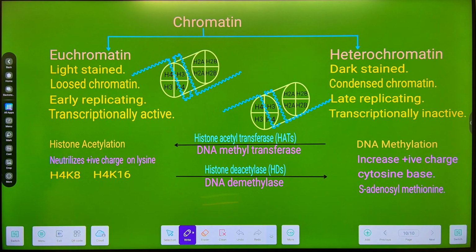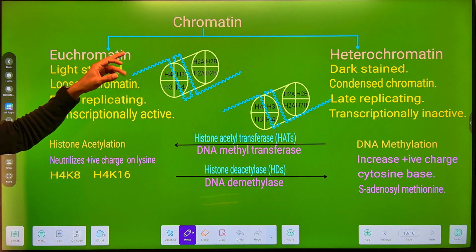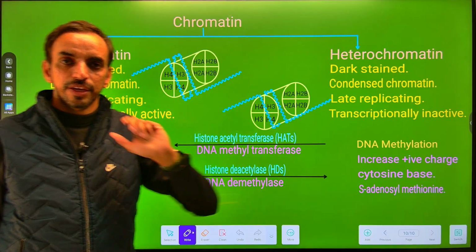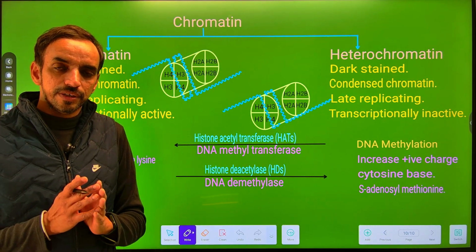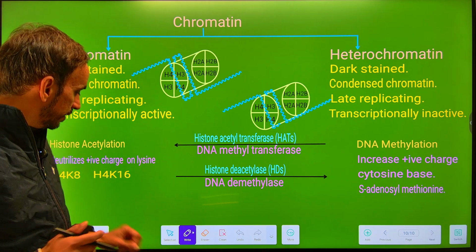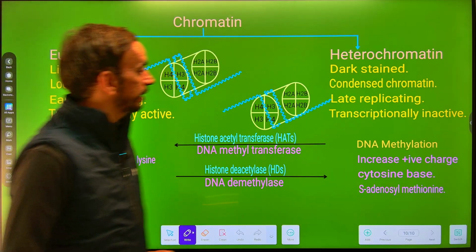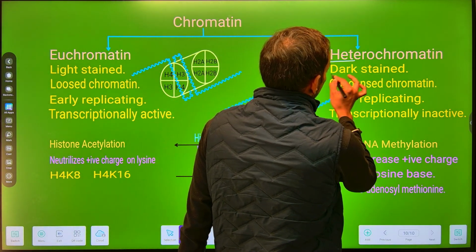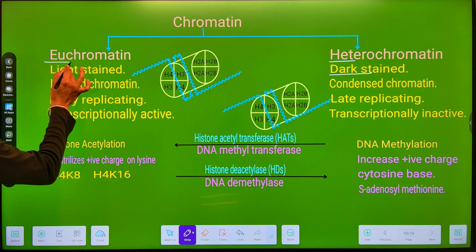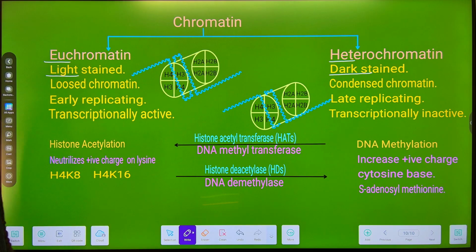Now the last thing is that we are having two types of chromatin. One is known as the euchromatin, while the other is known as the heterochromatin. If you carry out the staining of the chromatin, the regions which appear dark are known as the heterochromatin. These are the dark stained regions, while the regions which appear light are called the euchromatin regions.